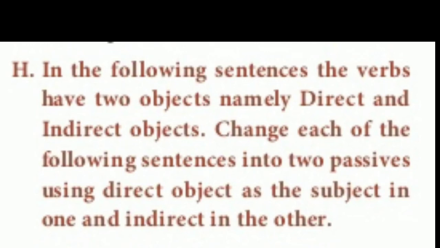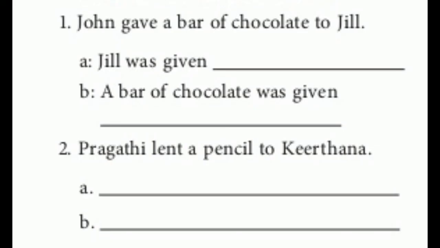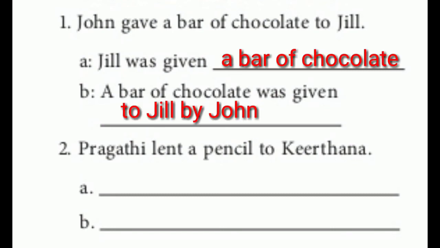In the following sentences, the verbs have two objects, namely direct and indirect objects. Change each of the following sentences into two passives using the direct object as the subject in one and the indirect object in the other. Okay? Alright. First one, John gave a bar of chocolate to Jill. So you can write in two forms, direct object or indirect object. Jill was given a bar of chocolate. So like this also we can write, or a bar of chocolate was given to Jill by John.